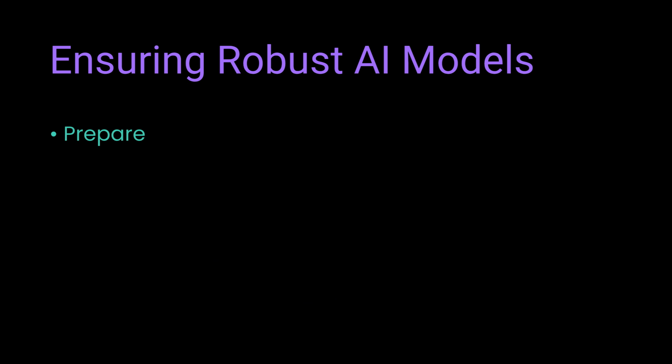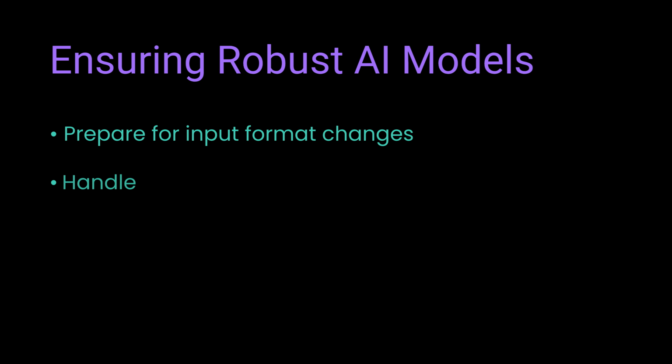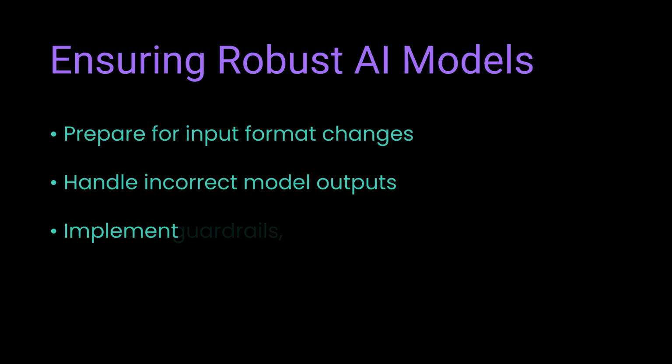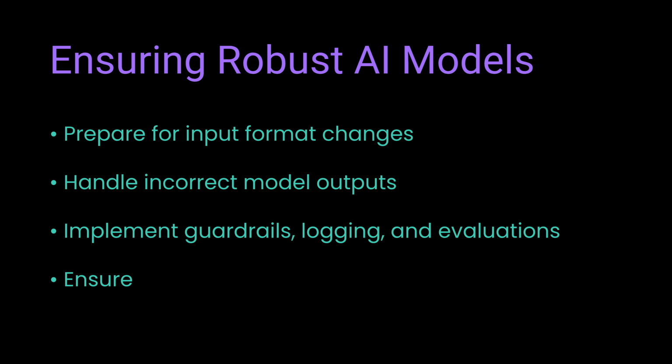Then comes the testing. What happens when the input format changes? What if the model makes a bad call? How do you monitor performance? You need guardrails. You need logging and evals. You need observability. And this is how you prove you're ready for production and not just for experimentation.